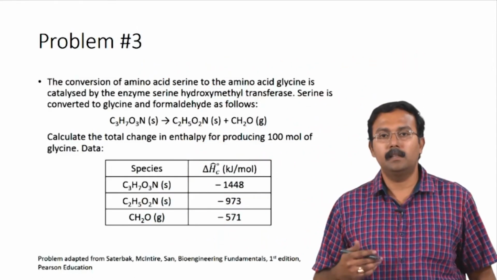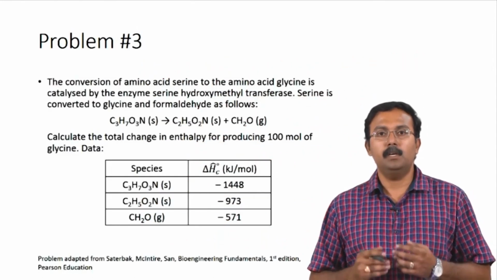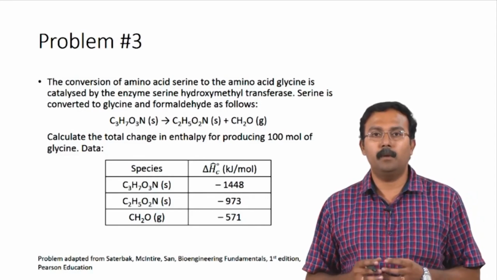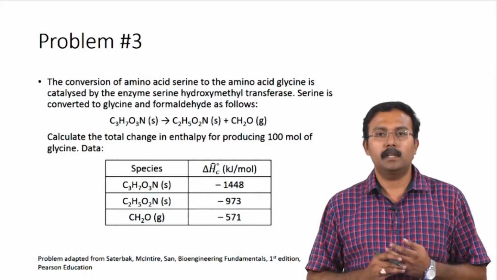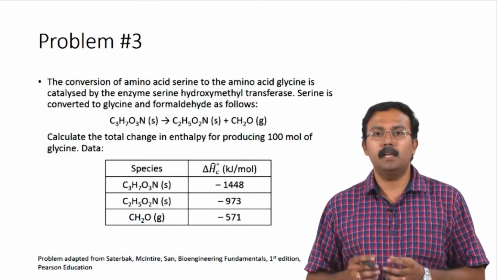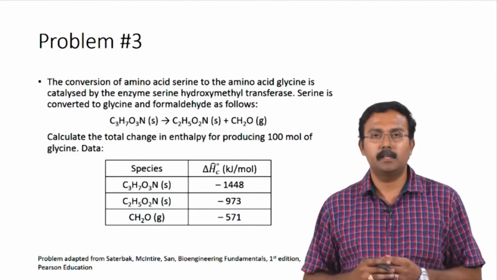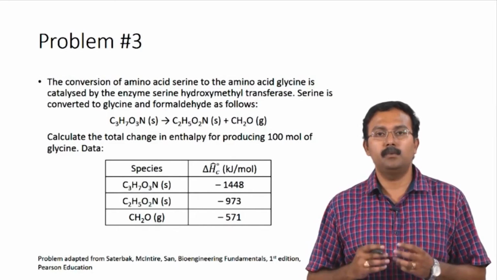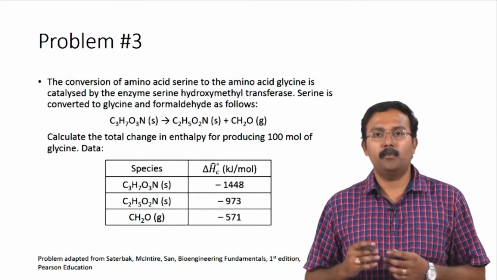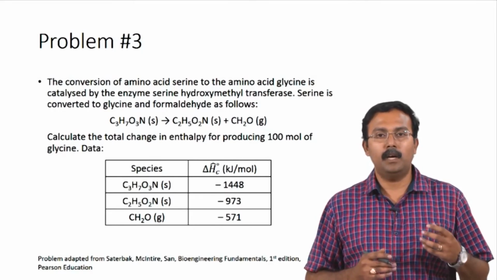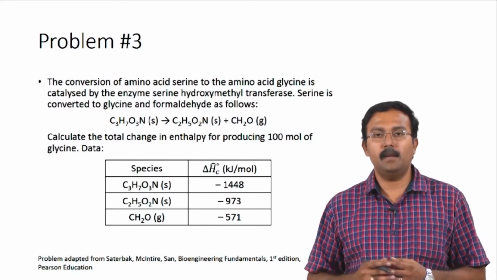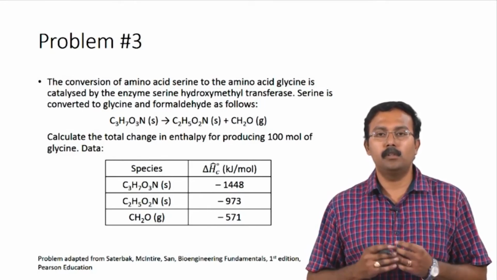Now, let us look at the third example problem. Here we have the conversion of an amino acid serine to another amino acid, glycine, catalyzed by an enzyme called serine hydroxymethyl transferase. Serine is converted to glycine and formaldehyde as shown in the reaction. You have to calculate the total change in enthalpy for producing 100 moles of glycine.